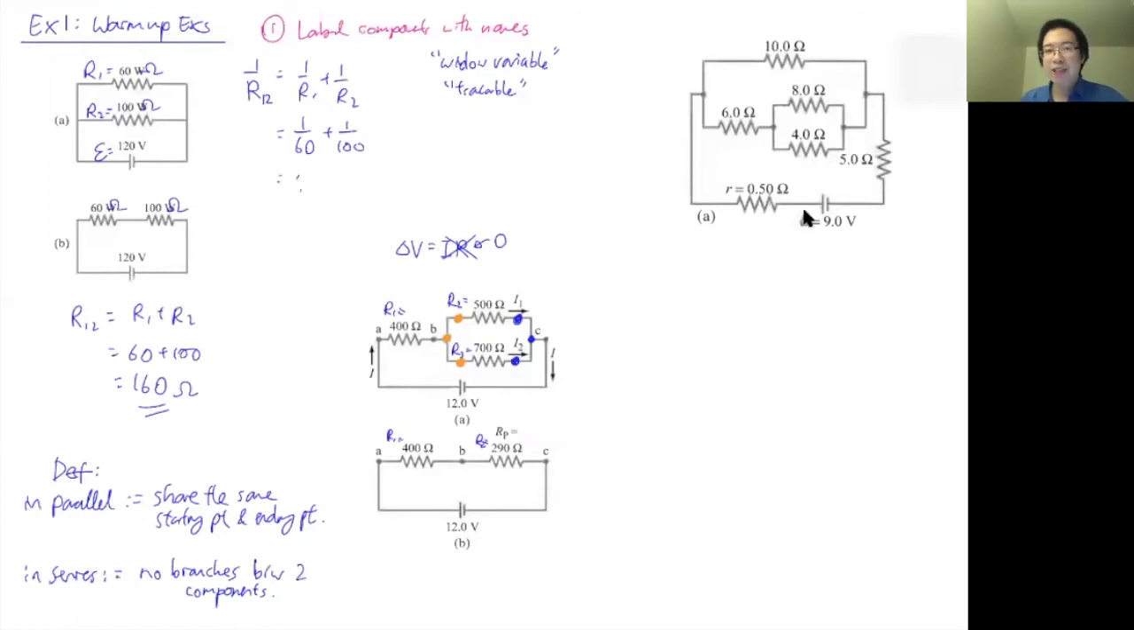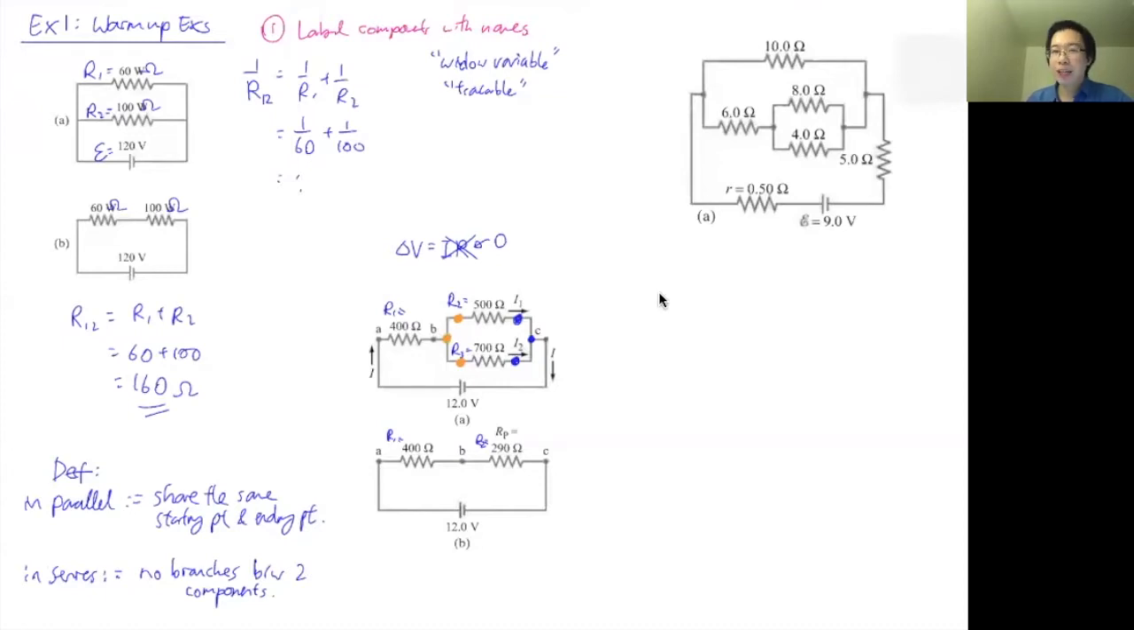Let me directly jump to a more complicated one over here. It looks scary like this, but all you have to do is do it in steps, okay? So first look for things that are in parallel or in series. If they're in parallel or series, you know how to combine them. If they are neither, don't combine those as your first step. Try to combine something you know how to combine first.